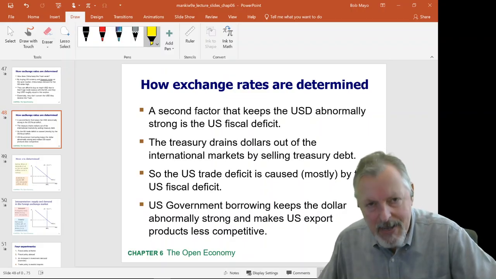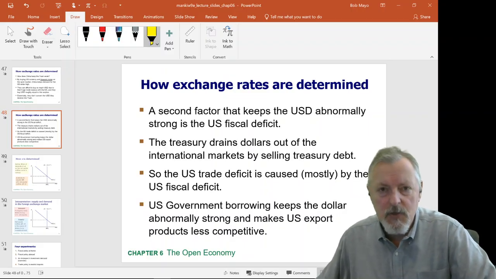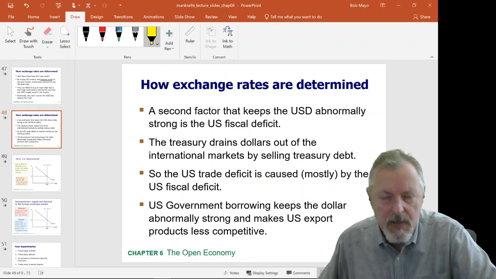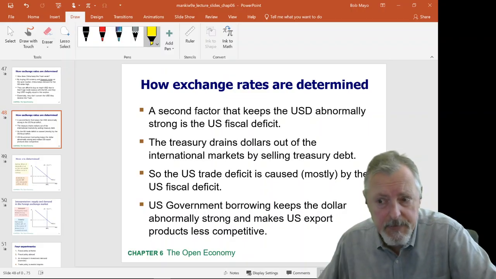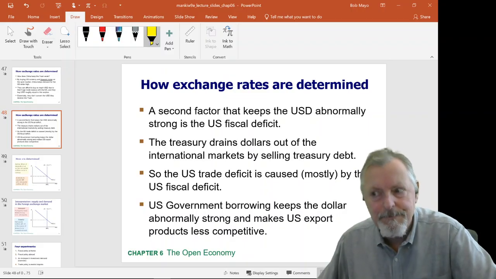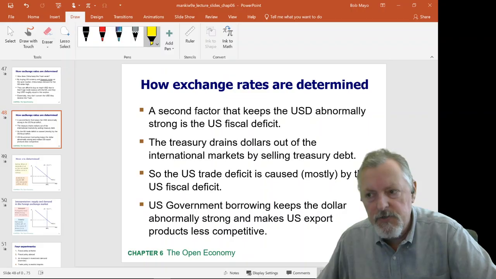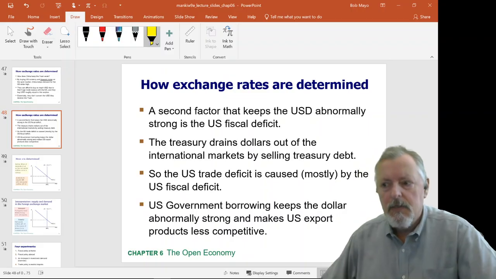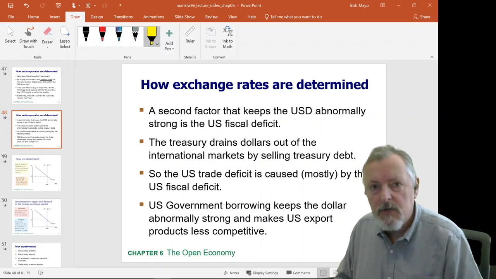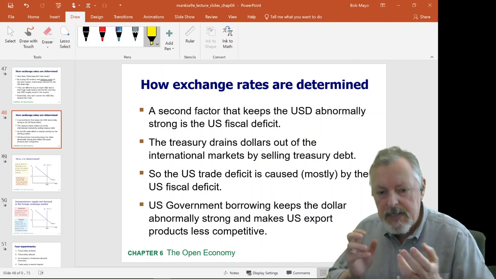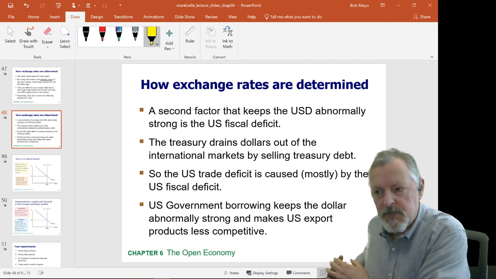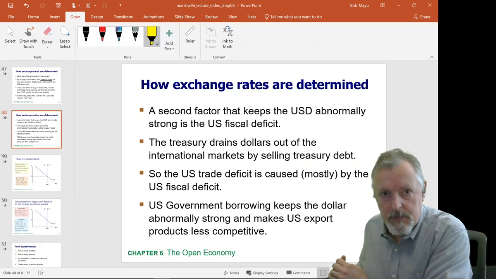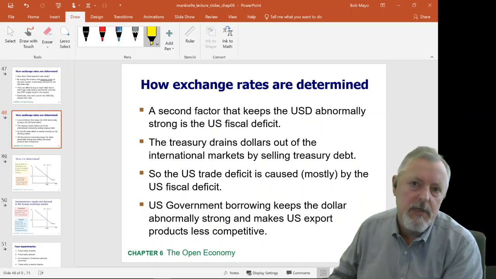They're being siphoned out to finance the U.S. fiscal deficit. The U.S. government has to borrow money because it runs a deficit. Where does it get that money? It gets it from the international markets. So dollars are constantly flowing into those markets, but they're also constantly being pulled out to finance our fiscal deficit.